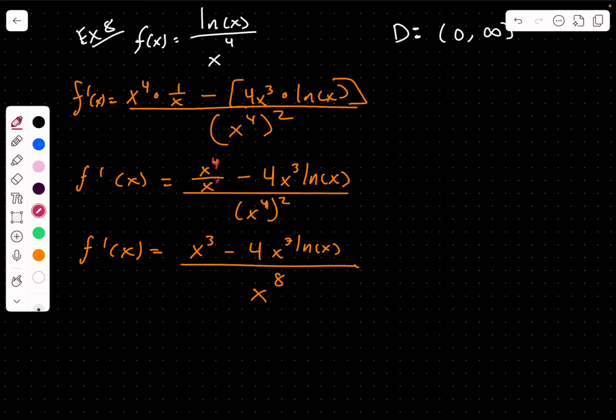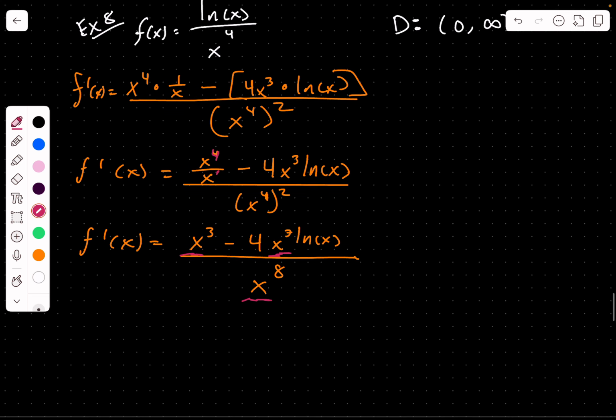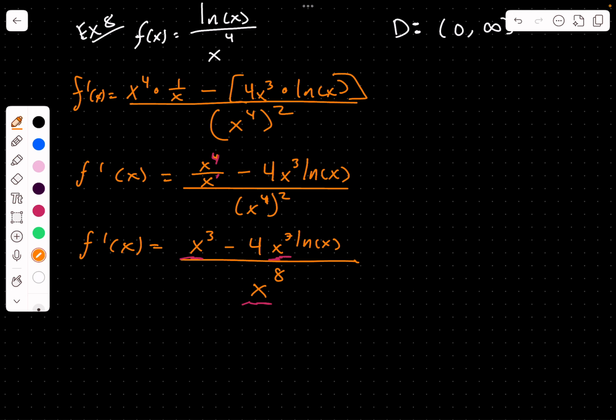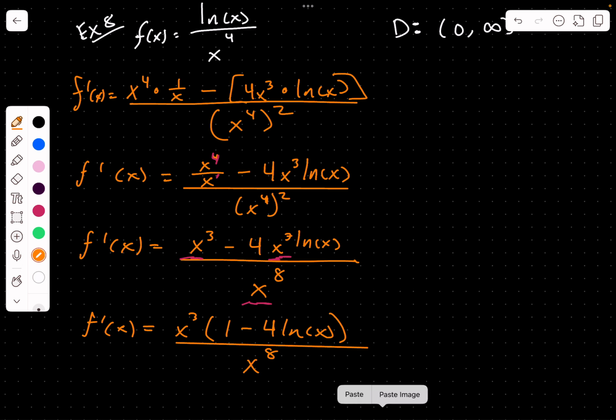So I did this because I noticed these guys right here. That means we're going to be able to pull out an x to the 3rd power and then simplify this even further. So that's exactly what I'm going to do right now. Hopefully you see the vision. If not, you're about to see the vision. So I'm going to pull out the x to the 3rd power, and we're left with 1 minus 4 ln of x over x to the 8th. All right, and now we can simplify out this guy and this guy.